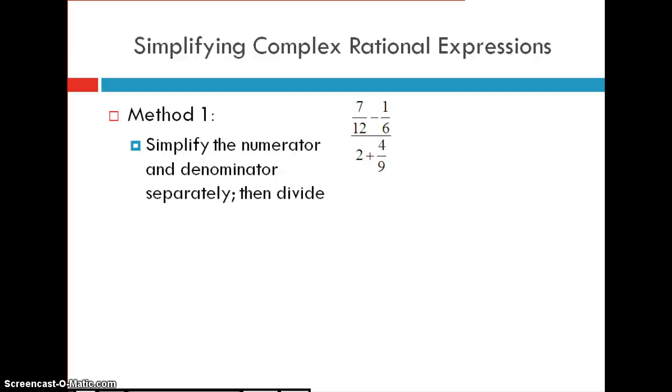Hi, this is just a brief tutorial on simplifying complex rational expressions. There are two methods, and so I'm going to show you each method. Method 1 says simplify the numerator and denominator separately and then divide.